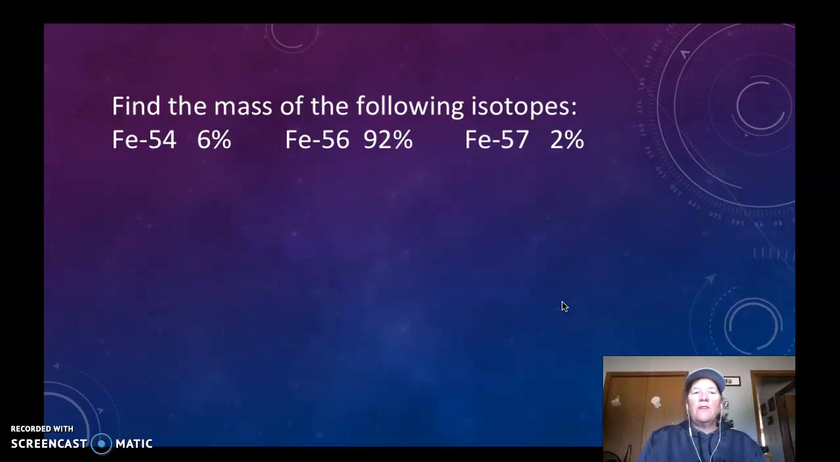So when we're trying to figure out the relative mass, which is the mass you find on the periodic table, we have to do all the isotopes. We have to take their mass times their relative abundance. So I would take 54 times, and again, you can't multiply by 6. It'd have to be 0.06 because you got to change this back to a decimal. So 54 times 0.06, 56 times 0.92, and 57 times 0.02.